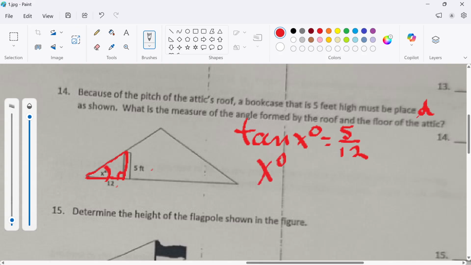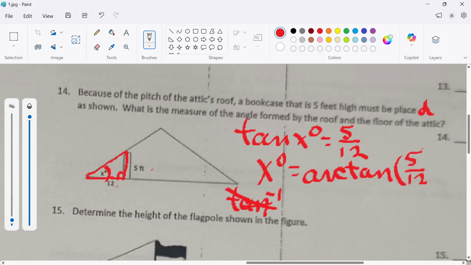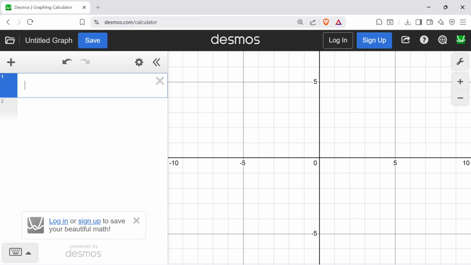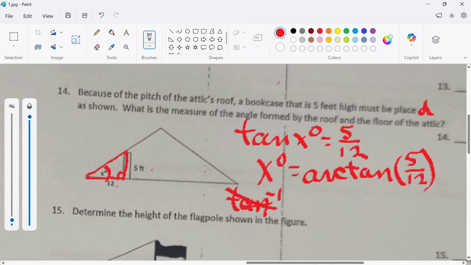So x degrees equals arctangent. On the TI-84, it's tan minus 1. After second, you'll see just above the tangent button, it says tan minus 1, 5/12. And again, I have to make sure I'm in degree mode if I'm going to think the answer is in degrees. But I'm going to do arc tan 5/12. And it comes out to 22.6.